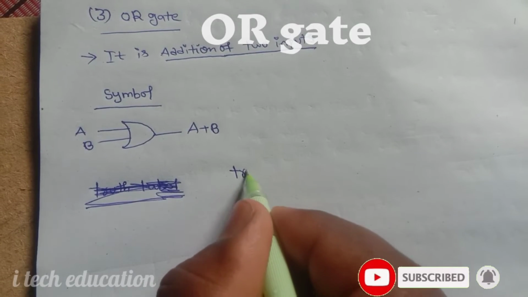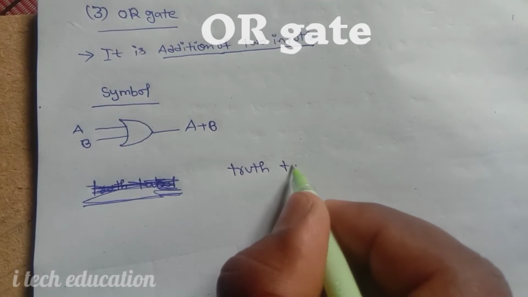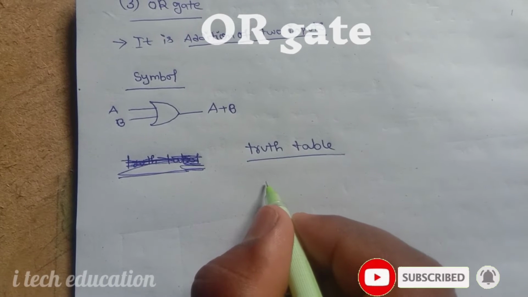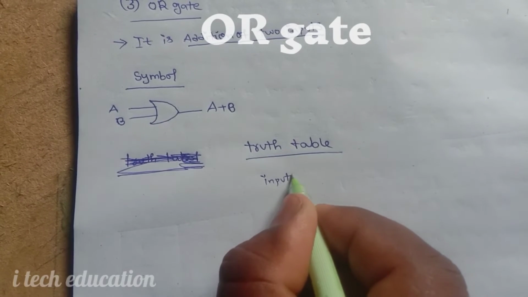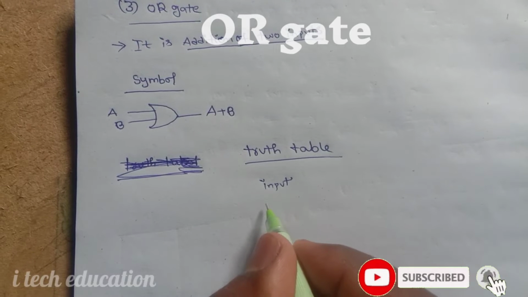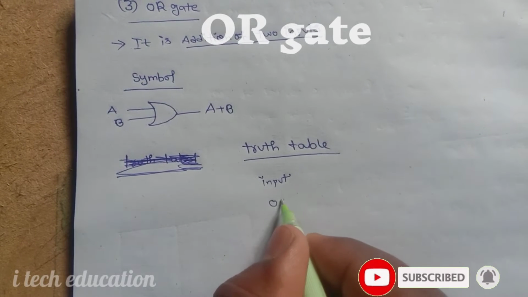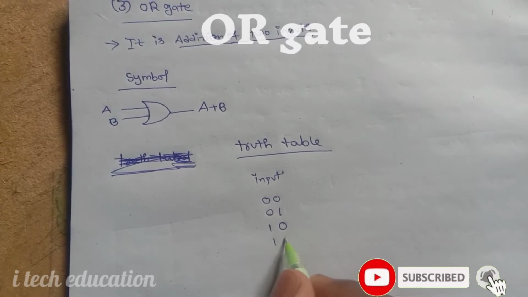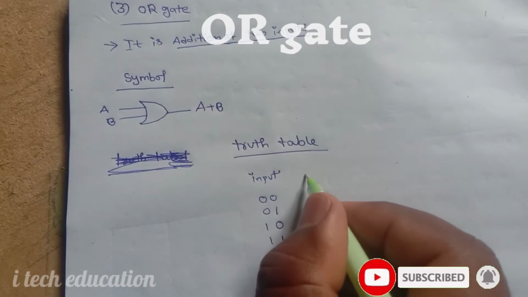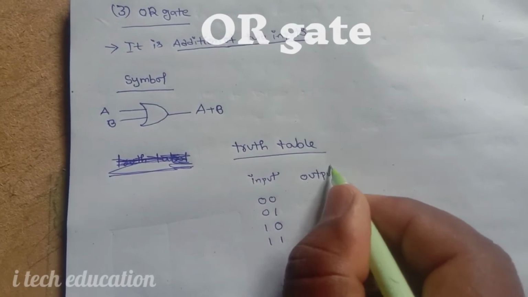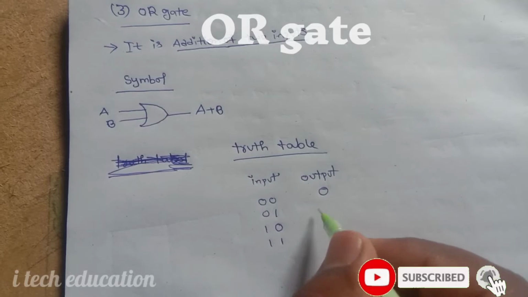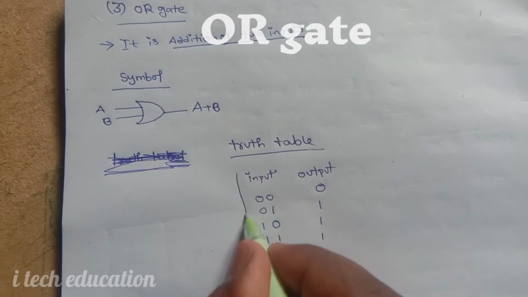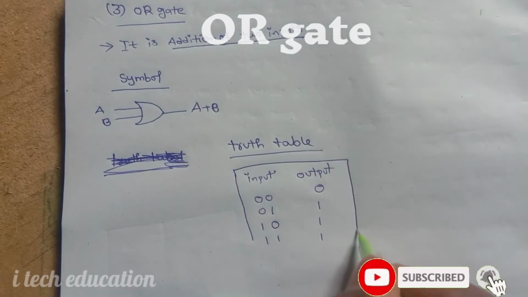Let us see the truth table of OR gate. The OR gate inputs are 4, that is 0 0, 0 1, 1 0, or 1 1. The output may be 0 1 1 1. This is the truth table of OR gate.